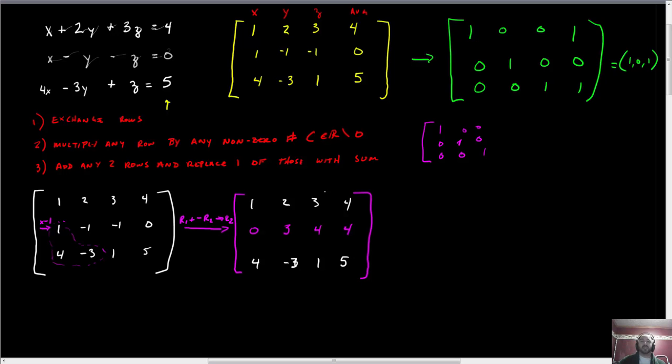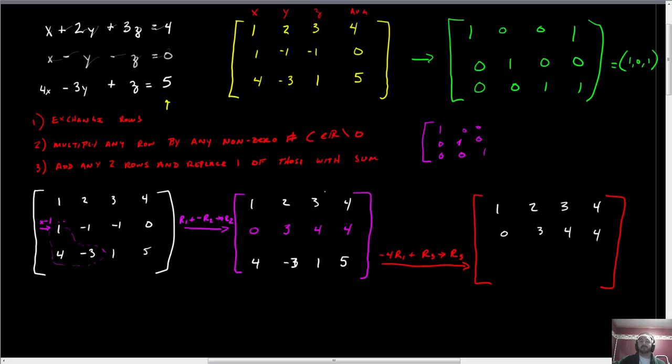All right, now I'm going to do the exact same thing, but I'm going to do it down to row 3. I'm going to eliminate this 4 out of row 3. And to do that, I'm going to take -4 times R1, add it to R3, and put the answer in R3, so in row 3. So here we go. Rows 1 and 2 do not change, so I'm going to write those in white. 0, 3, 4, 4, and then I'll do this one in red.